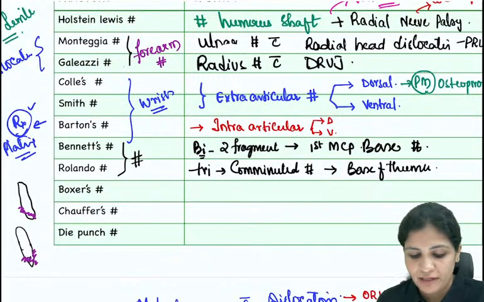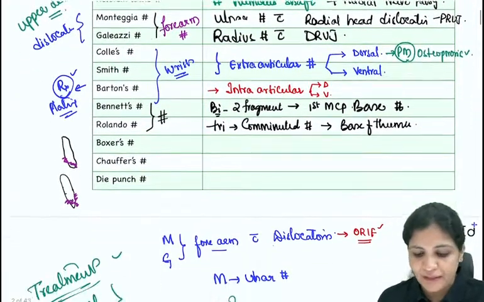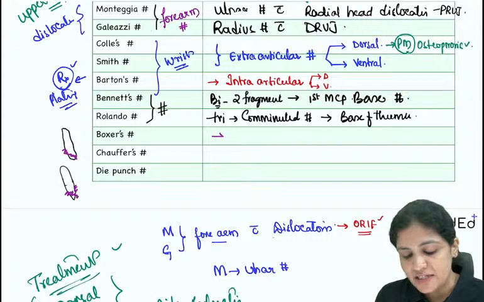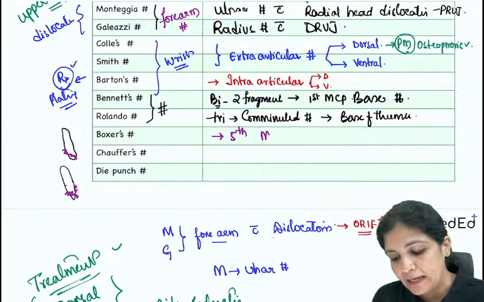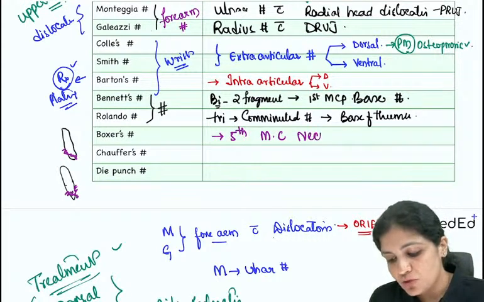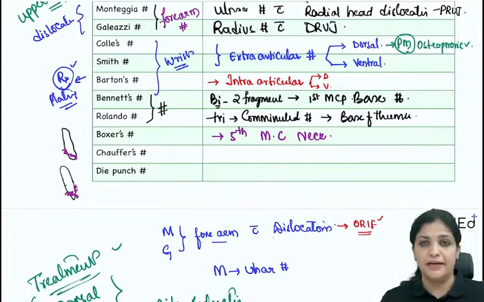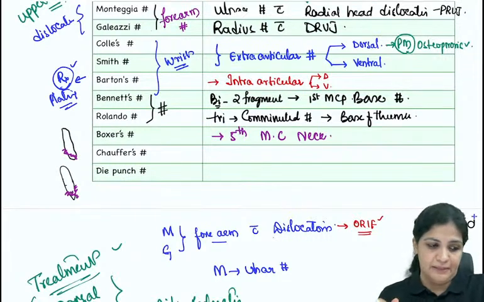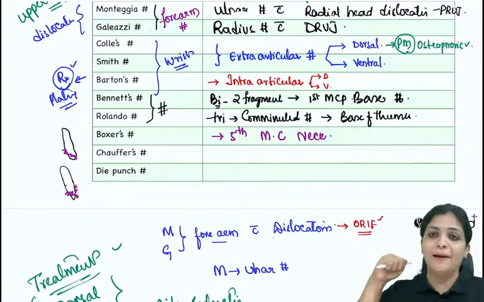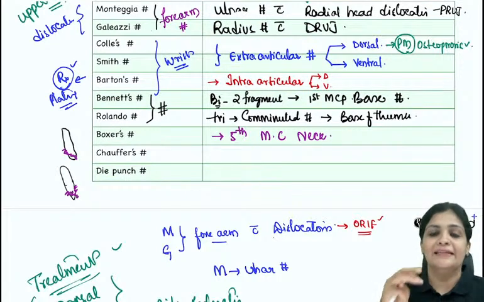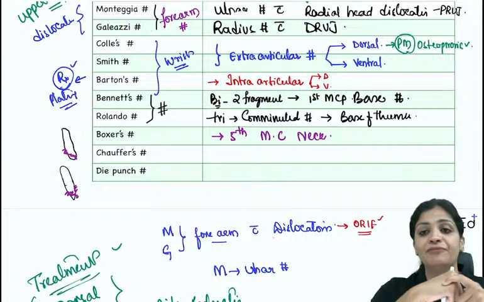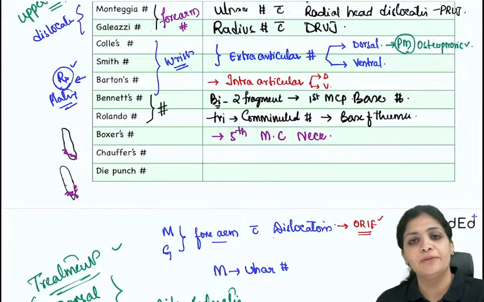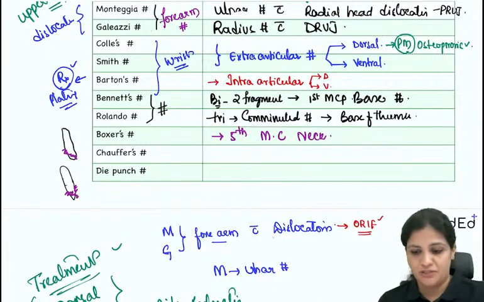So those 2 are important, Bennett's and Rolando. Then what is Boxer's? Boxer's fracture is a fracture of the 5th metacarpal neck. So how does this fracture happen? Whenever you use a fist to punch onto the wall or punch somebody, there will be a fracture of the neck of the 5th metacarpal. That is your little finger. That is Boxer's fracture.